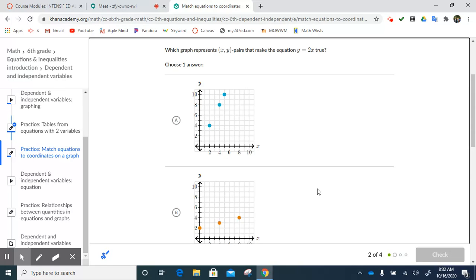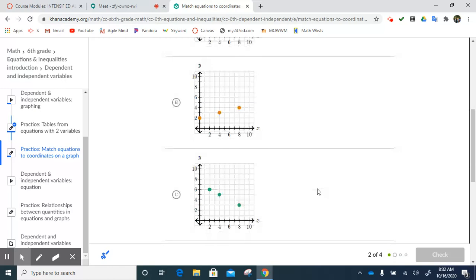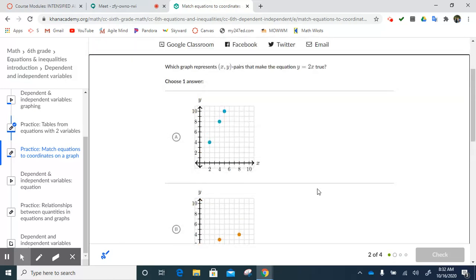All right, so on my paper, I'm going to write y equals 2x, and we want to know which one of these would be true. Well, in order to make sure it works, we have to check at least 2 points. So in this first graph, graph A, let's write down 2 of these coordinate points on our paper. So we have point, remember we always list x first on the x-axis. So point 2, 4. So on my paper, I'm writing down point 2, 4.